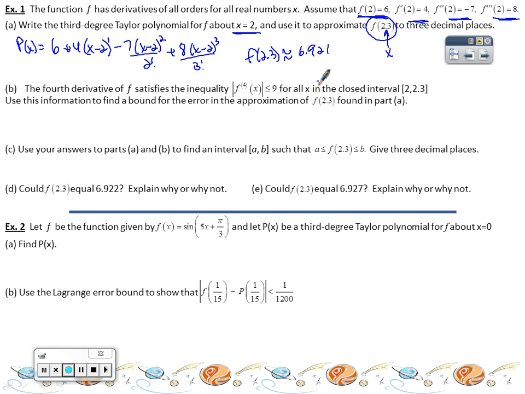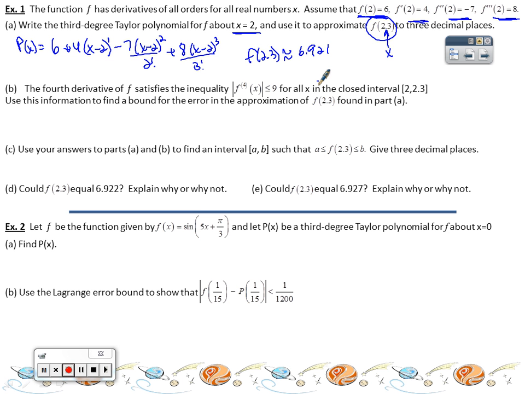Alright, we're good, right? Easing into it. It's going to be okay. Alright, b. The fourth derivative, now let's take note here. We've got to be paying attention. Where did we stop this polynomial? What derivative? The third derivative. So according to Lagrange, it's the next term that's going to bound our error, kind of like the alternating series, just with a little twist. So it's the next derivative. It's the fourth derivative that's going to provide us the maximum value to put in our formula.